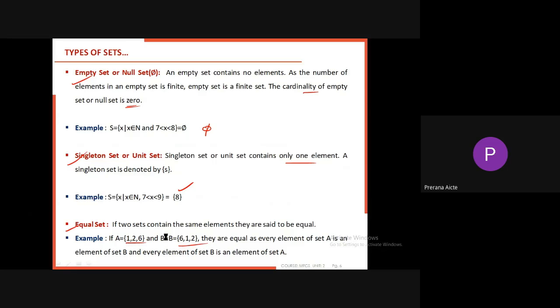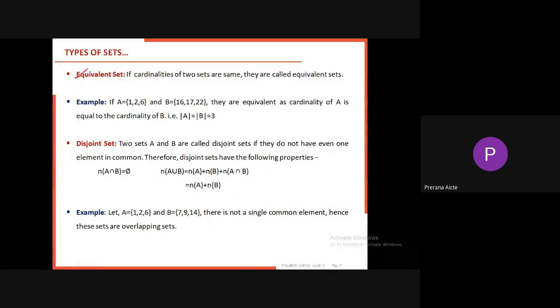Next, equivalent sets. It is different from equal sets. What is the meaning of equivalent sets? If the cardinality of the two sets is the same, then we can say that they are equivalent sets. Cardinality means the number of elements present in the set. Let us see this example: A equal to {1, 2, 6}, whose cardinality is 3, and B equal to {16, 17, 22}, again whose cardinality is 3. So the cardinality of set A and set B are both equal, that is 3, so set A and set B can be treated as equivalent sets.